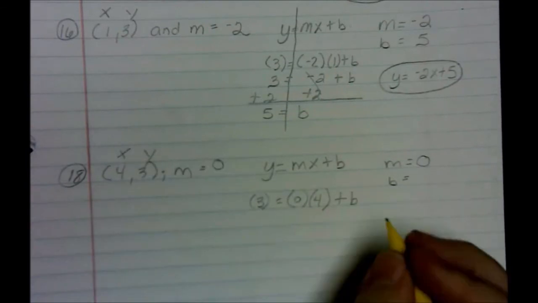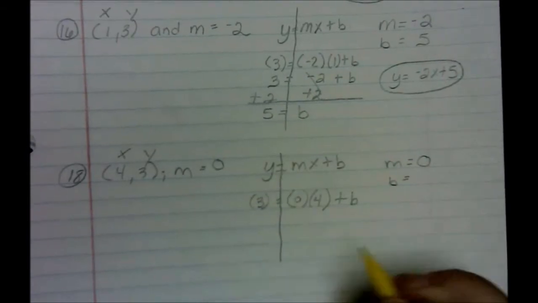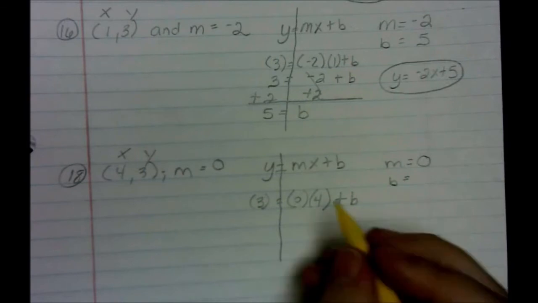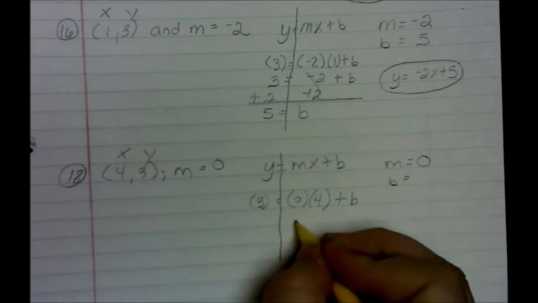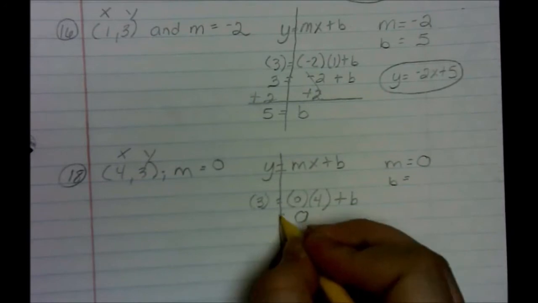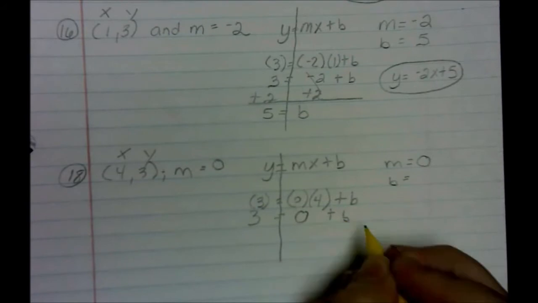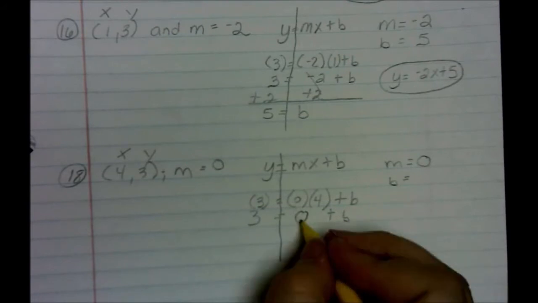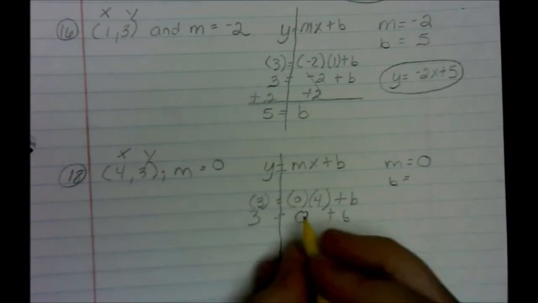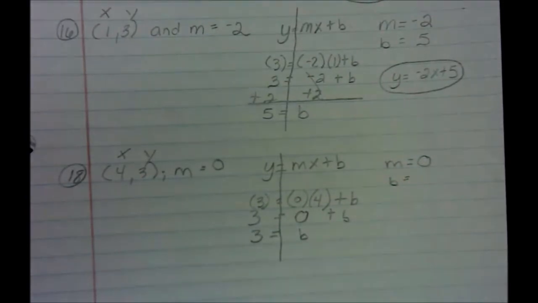So I want to get that b by itself. So I multiply 0 times 4 to get 0. Pull down your 3 and your b. What is 0 plus b? You should write b and bring down your 3. So 3 equals b. So I'm going to write that over here.